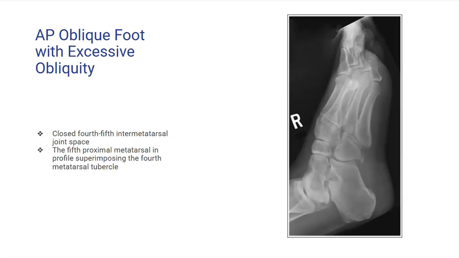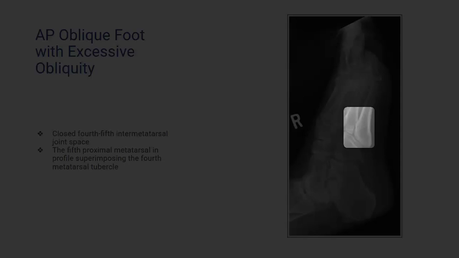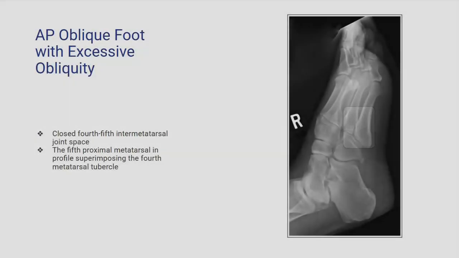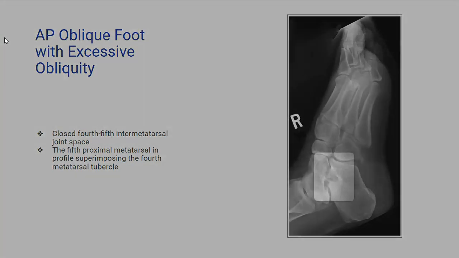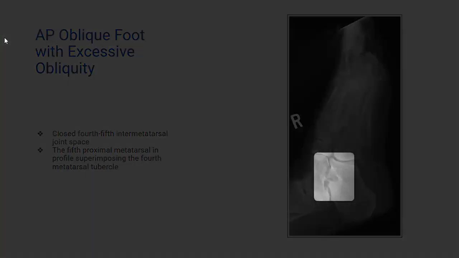Now, on the other hand, excessive foot obliquity results in a closed 4th through 5th intermetatarsal joint space, and the 5th proximal metatarsal is demonstrated in profile, superimposing the 4th metatarsal tubercle. In addition, the sinus tarsi will not be visualized as well.